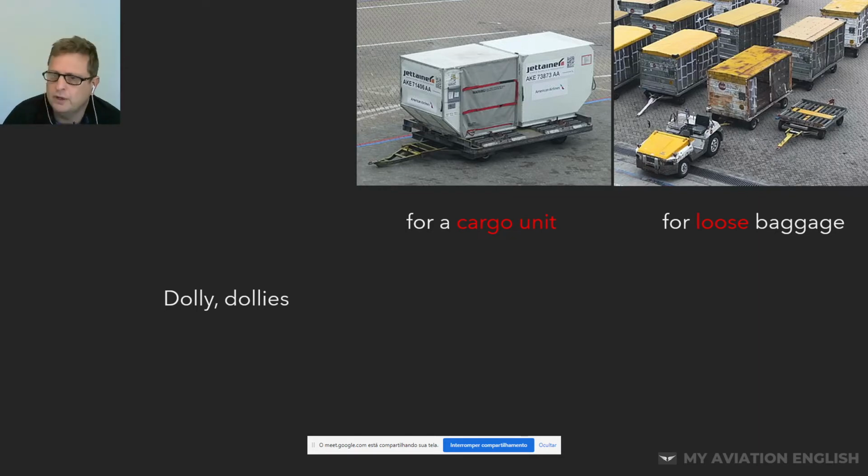For example, do you know what loose baggage means? No. Loose with two O's means bagagem solta, tá? Olha, loose com um O é perdido. Loose com dois O's é solto, certo? Ok. Então, for loose baggage. Fala, repete, loose baggage. Loose baggage. Ok. And cargo unit. Cargo unit. A dolly for a cargo unit. Okay.